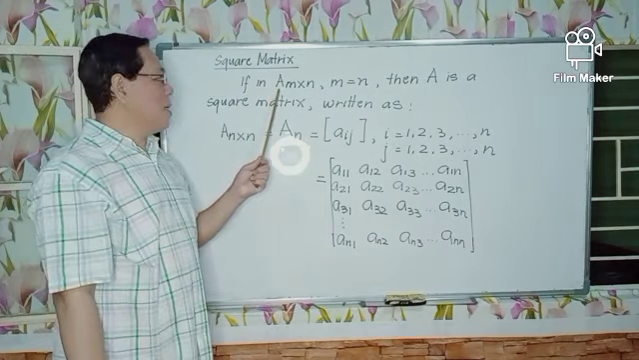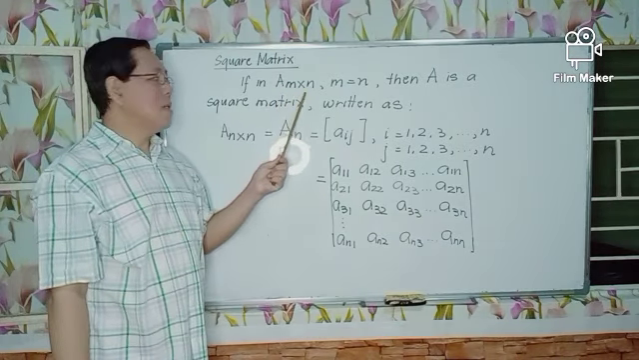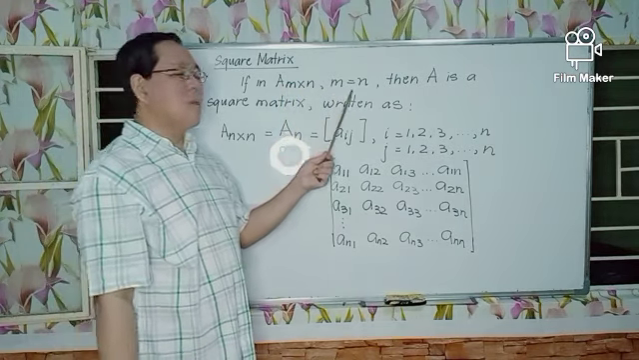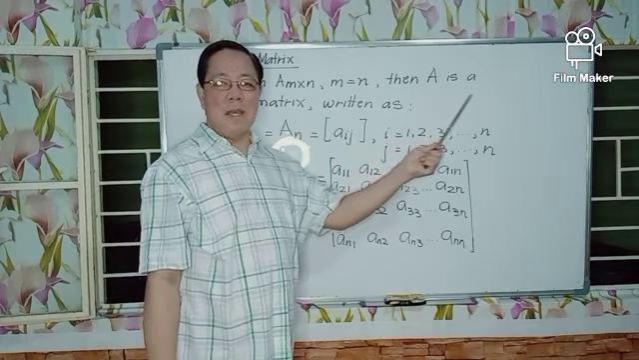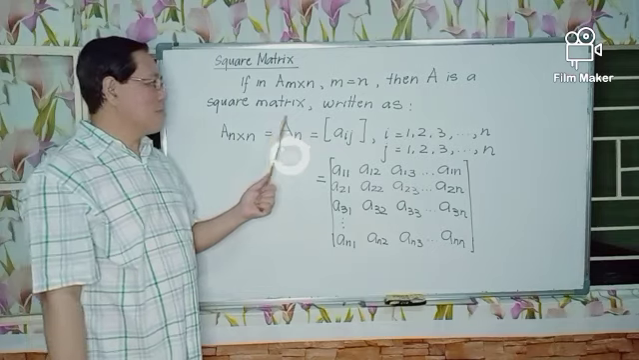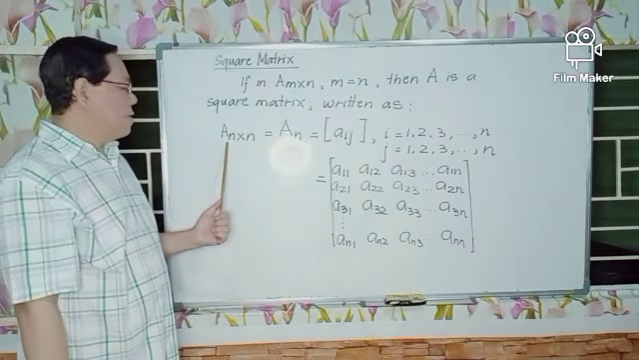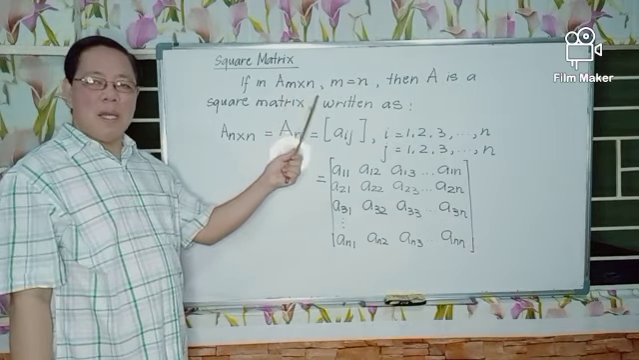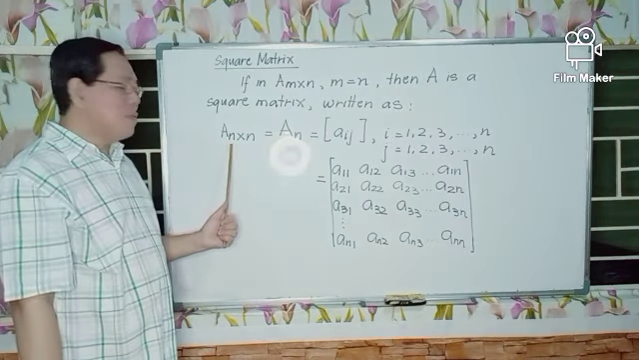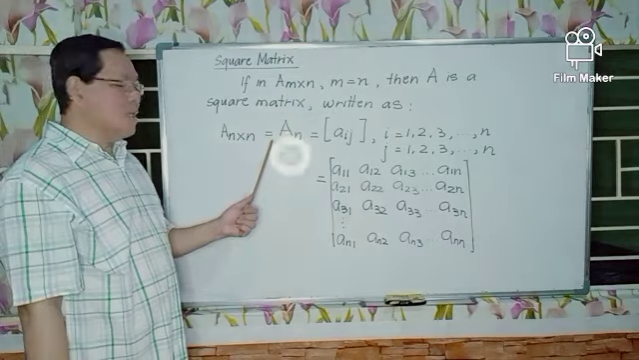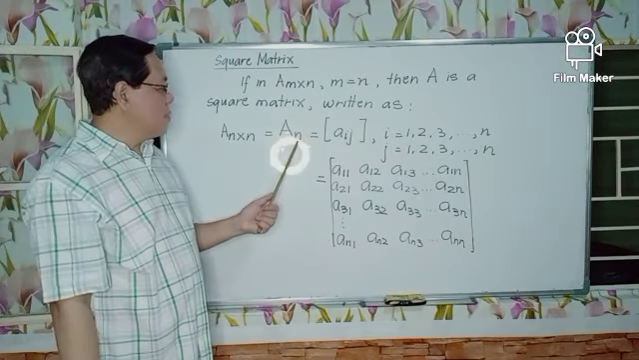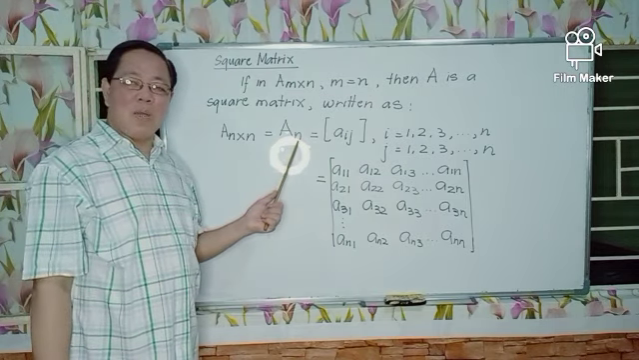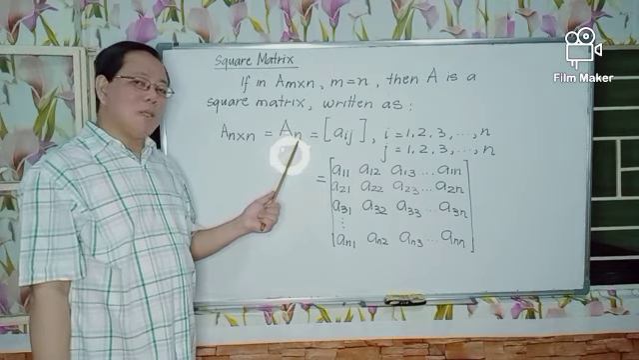If in matrix A with size m by n, m equals n, then A is a square matrix written as, because m is equal to n, we now write A m by n as A with size n by n, or we simply write A sub n. If you see this notation, you know that the matrix A is a square matrix with n rows and n columns.